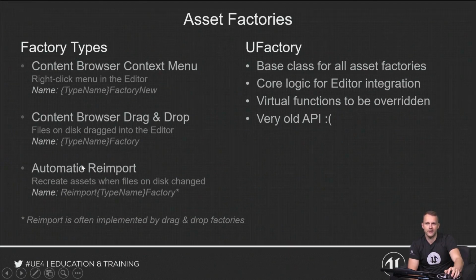Reimport basically allows you to monitor the file system automatically for changes to the file that you originally dragged and dropped into the content browser. I did not implement reimport for this tutorial, but if I did, then let's say I changed the contents of my text file on my desktop and saved it, then an automatic reimport factory could detect that change and would then recreate the asset with that modified text.